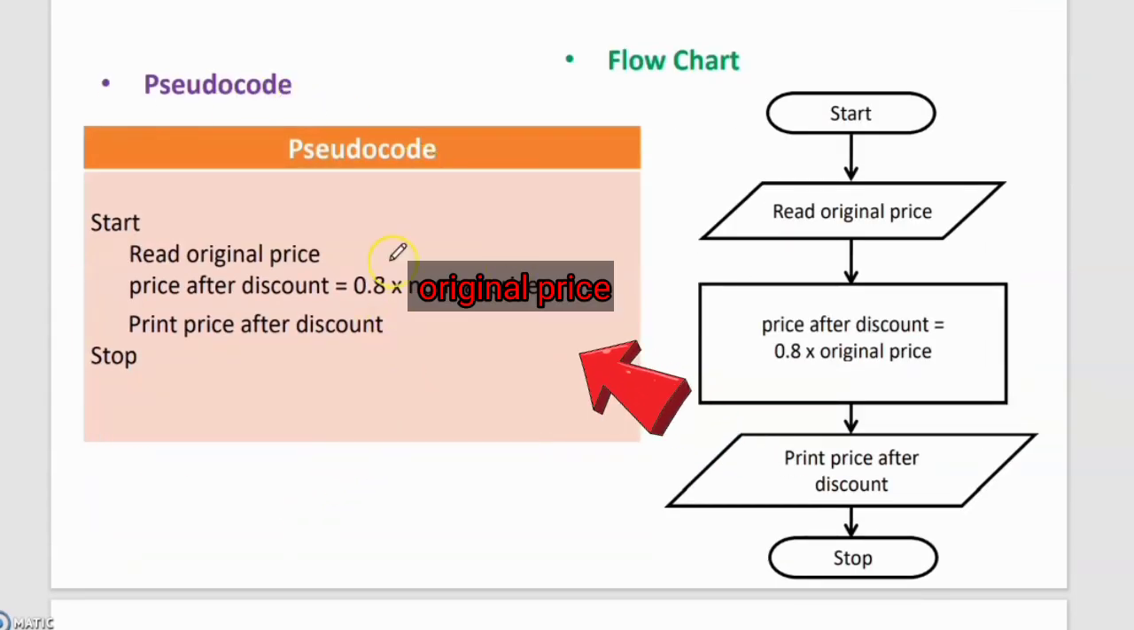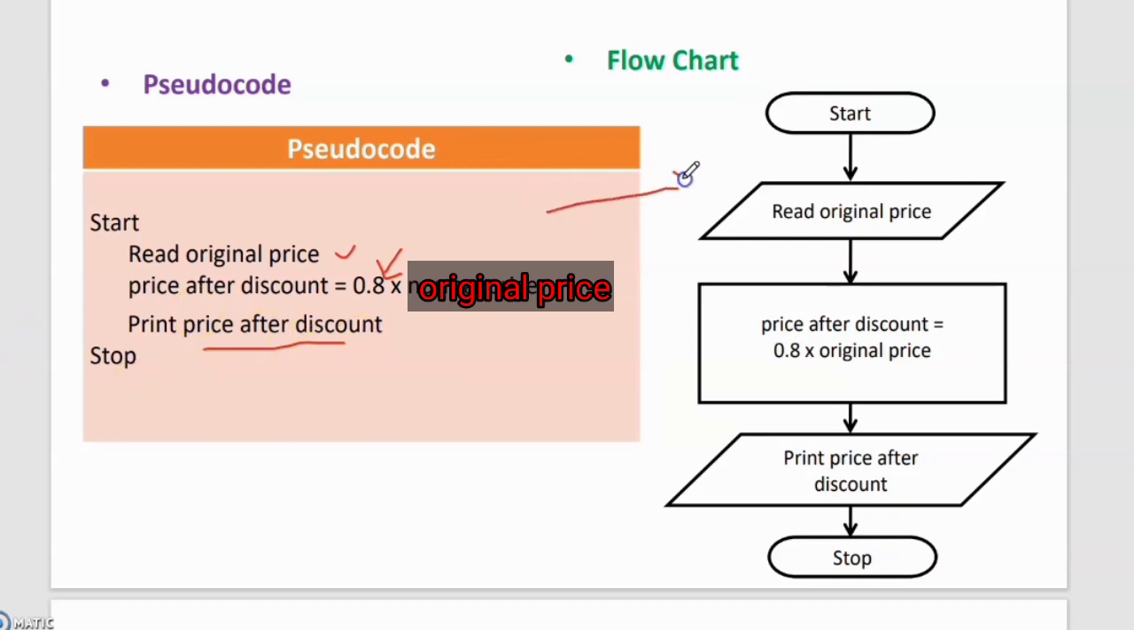And this is the pseudocode. First you write start. Then you type in, read original price. This is your input. Then price after discount equal to 0.8 multiplied by normal price. Because you already have a 20% discount, so we minus 20%, you have to pay 80% of the price. So you convert the percentage to 0.8 multiplied by normal price. Then print price after discount, or you can write display price after discount. Stop.